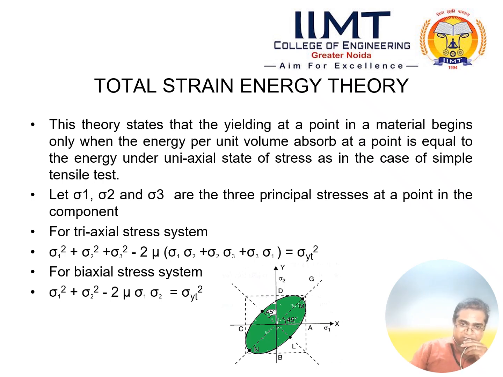On this major principal axis and minor principal axis, by putting in different values, we can find the safe region, as this green region is bounded by this equation sigma 1 square plus sigma 2 square minus 2 mu sigma 1 sigma 2 is equal to sigma yt square. Whatever stresses are induced on the component, if those stresses lie within this region, then the component is safe. Otherwise, it may fail, or that component is not of use for the particular purpose.